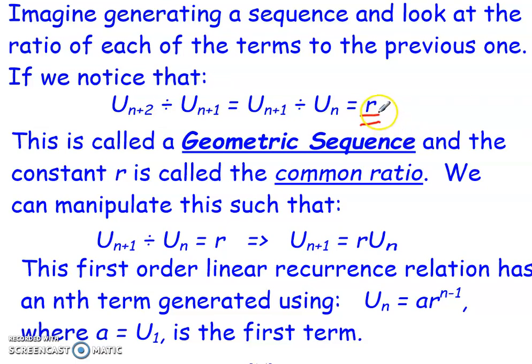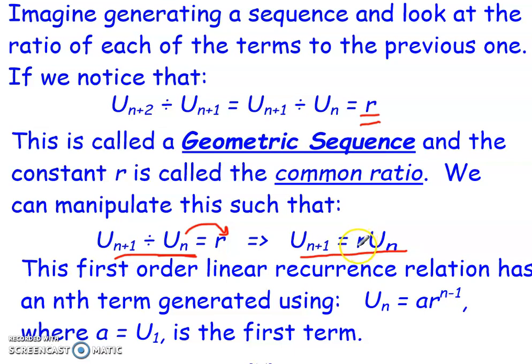This is what we call a geometric sequence. This constant r also has a special definition. This is called the common ratio. So that's the ratio of the next term to the previous term, regardless of where we are in the sequence. We'll always get that answer. If we take u_{n+1} divided by u_n equals r, and we manipulate that, we're able to multiply across and rearrange so that we get u_{n+1} equals r times u_n. So the next term equals r, our common ratio, times the previous term.